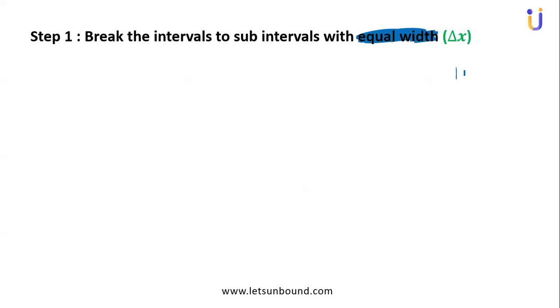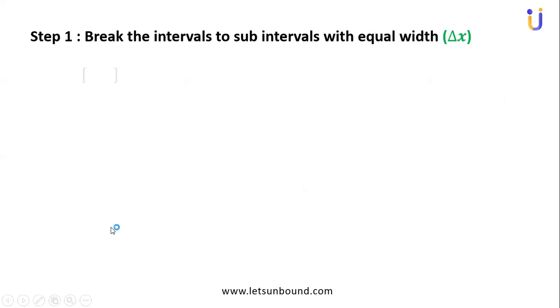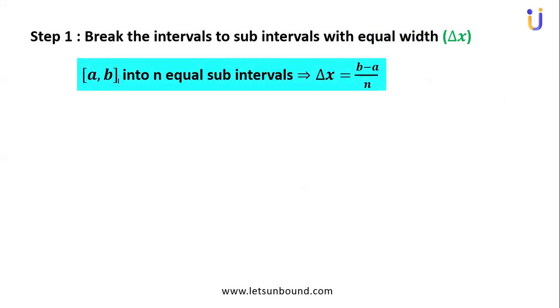So for example, if it's 1 to 10 and you have to divide it into 5 intervals, each interval will be 2 units of width, right? So it should be equal width and it is called del x. We have a formula to find the del x. So AB is your interval and you want to divide it into some n, maybe it's 10, 100, whatever. Del x is (b minus a) by n. Okay, this is the first step.